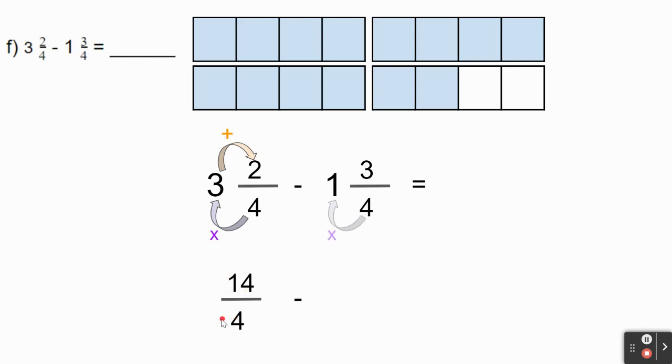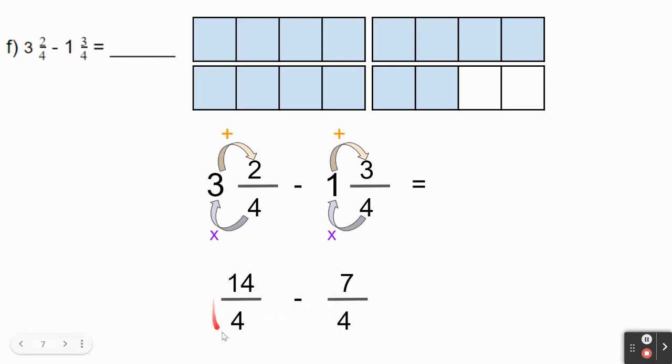We're going to do the same for this next mixed number. We're going to multiply the denominator 4 times the whole number 1. 4 times 1 is 4, plus the numerator 3. 4 plus 3 is 7. So the numerator on top is 7, and the denominator 4 stays the same.